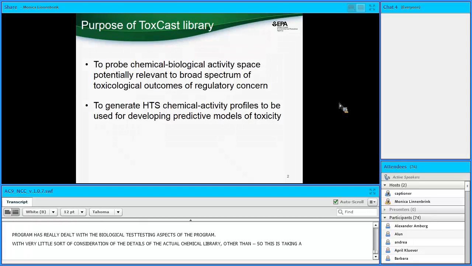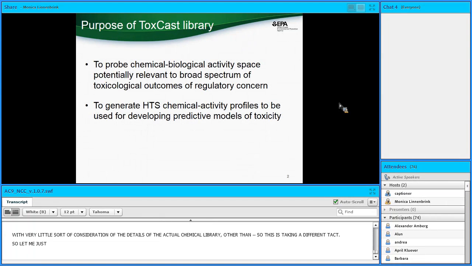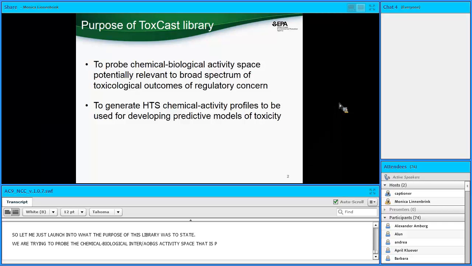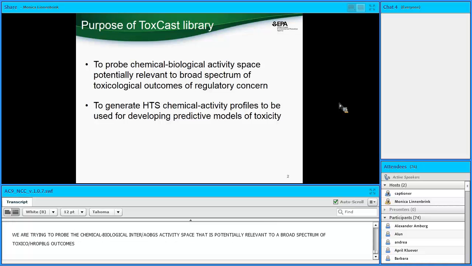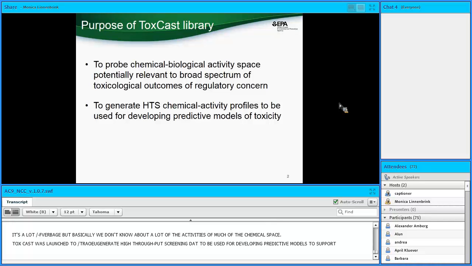So let me just launch into what the purpose of this library was. To state, we are trying to probe the chemical-biological interaction activity space that's potentially relevant to a broad spectrum of toxicological outcomes of regulatory concern. It's a lot of verbiage, but basically we don't know about a lot of the activities of much of chemical space. ToxCast was launched to try to generate high-throughput screening data to be used for developing predictive models to support testing prioritization and risk assessment.